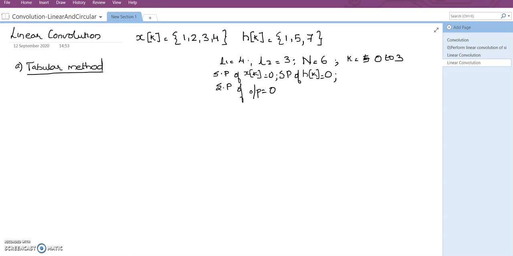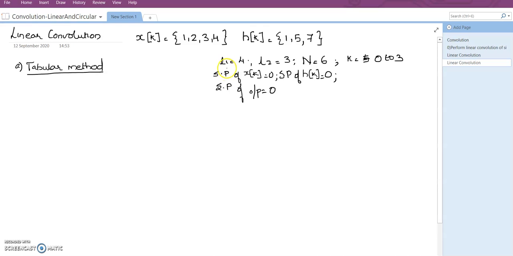If it's a short answer question, you can solve the question using the tabular method, or if it is a descriptive one, you can use formula or graphical, whichever is being asked. So some prior information that we need before doing the problem. So x of k is 1, 2, 3, 4 and h of k is 1, 5, 7.